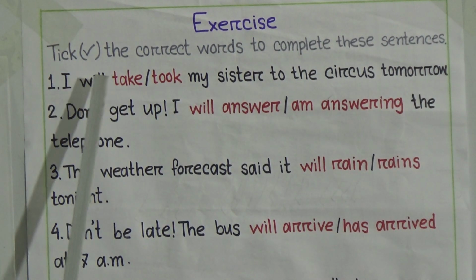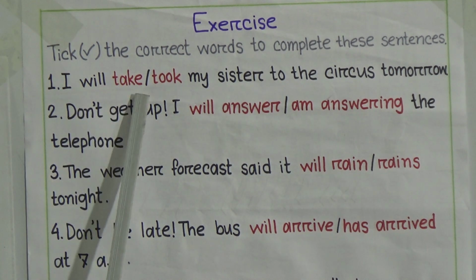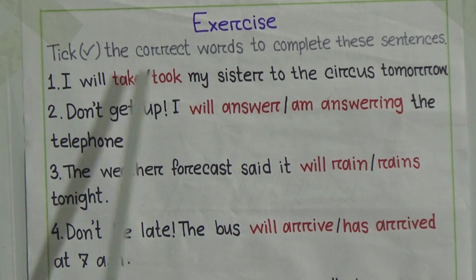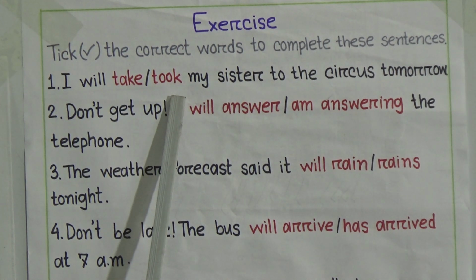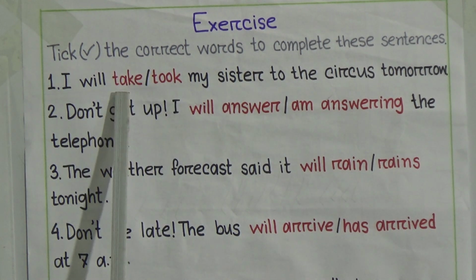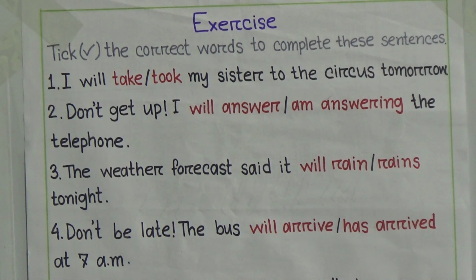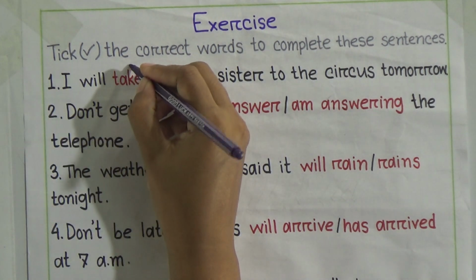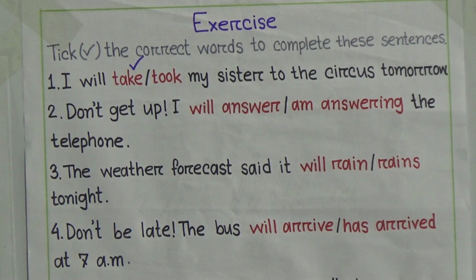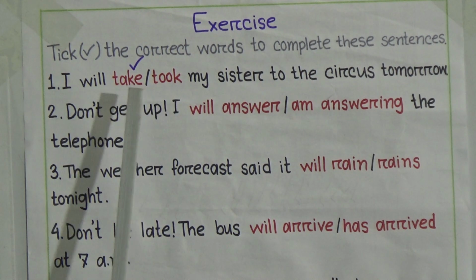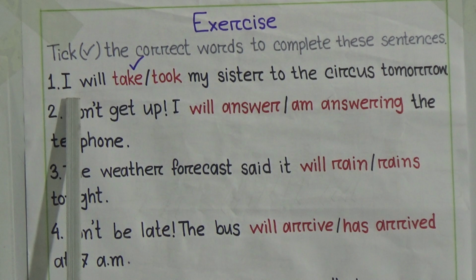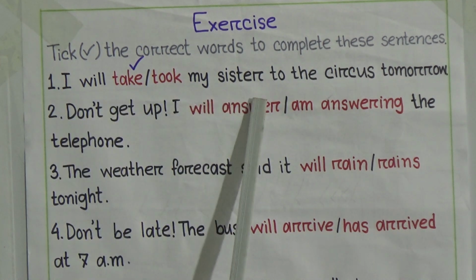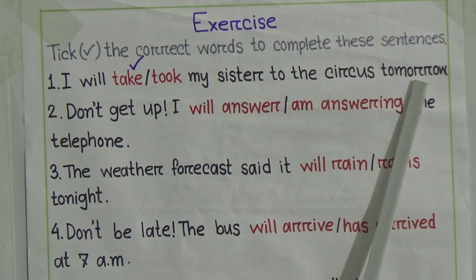So we know after will we have to use the base form. So here which one is the base form, take or took? Can you say which one will be the base form? We know that take is the base form. So we must put a tick mark on the verb take. And took is not the base form; took is the past form of take. So the sentence will be, I will take my sister to the circus tomorrow.